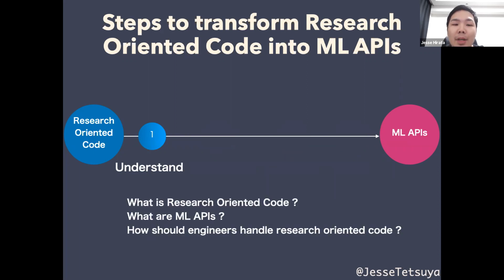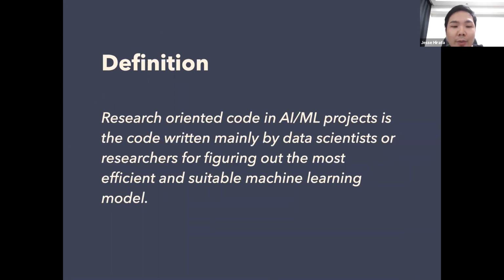The first step is to understand the research-oriented code. I'm going to answer these questions: What is research-oriented code? What are ML APIs? How should engineers handle research-oriented code? I will use Flask in the sample code in this talk. Now let's look at the definition of research-oriented code. Research-oriented code in AI/ML projects is code written mainly by data scientists or researchers for figuring out the most efficient and suitable machine learning model.